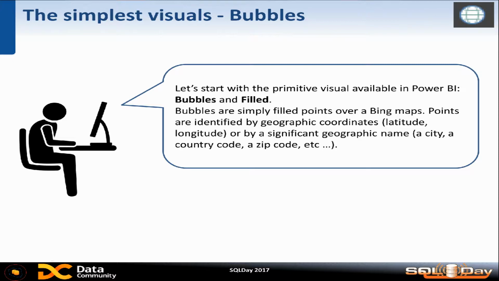Okay. So, for creating our report and for displaying our costs to our boss, we want to create maps. How can we create maps? There are a few visuals available in Power BI for creating maps. The simplest are bubbles and filled map. They are the primitive visuals, released in Power BI since it was released 2 years ago. What is a bubble map? Basically, bubbles are points based on a map. Filled points that can have a size depending on the value you want to display. Points are recognized by a geographical attribute: latitude, longitude, a city name, a zip code, and so on.